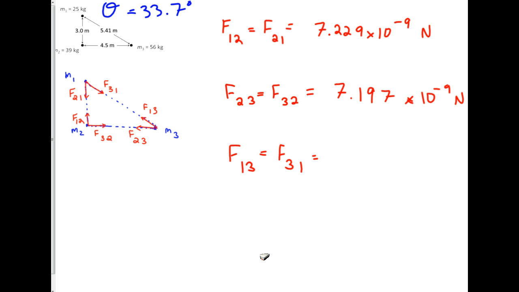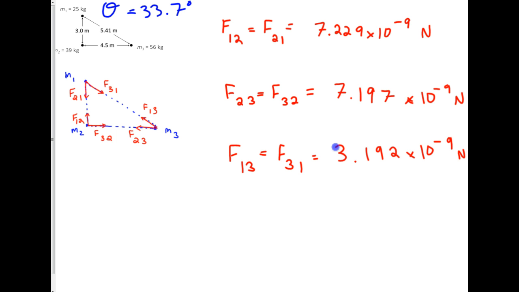So I've erased the equation, and this is 3.192 times 10 to the negative 9 newtons. Alright, I found all of the forces in my diagram.